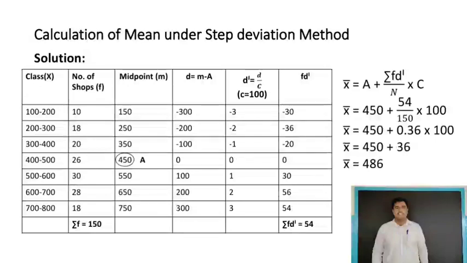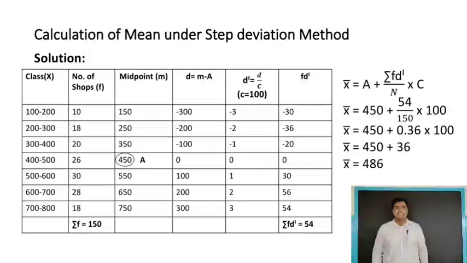Next, coming to the step deviation method, there what we do is, after the midpoint we assume one value as the assumed mean, and calculate d. After d we are supposed to calculate d bar. D bar or d dash is equal to d by c. What d is already calculated is divided by c. C refers to class interval. So in the first step you can see minus 300 is d, so we have divided by the class interval, that is 100. So d dash is minus 3.